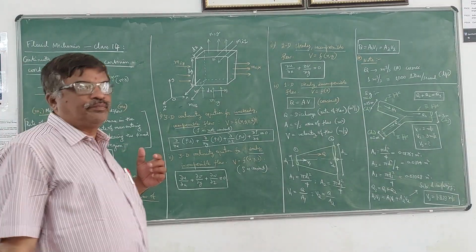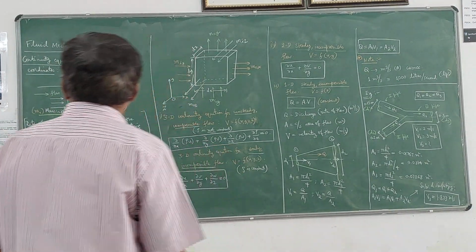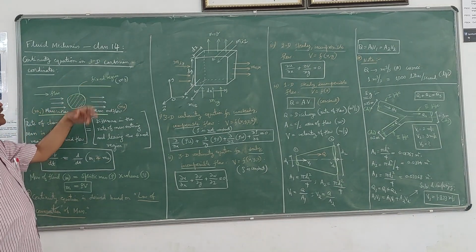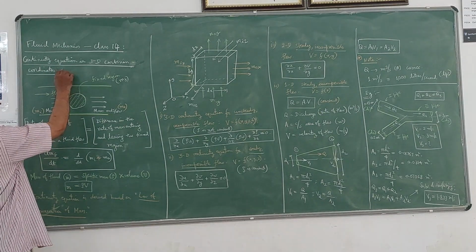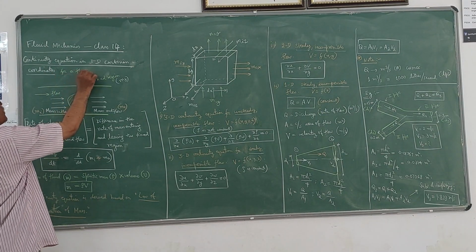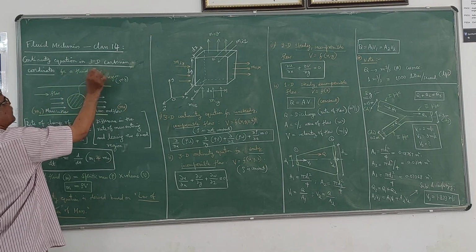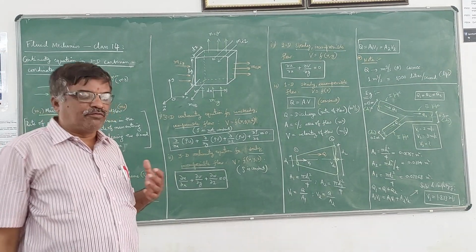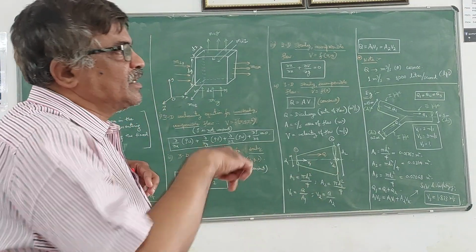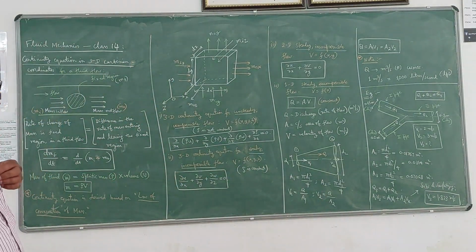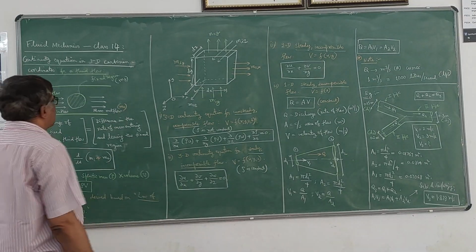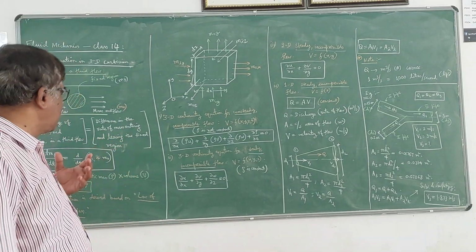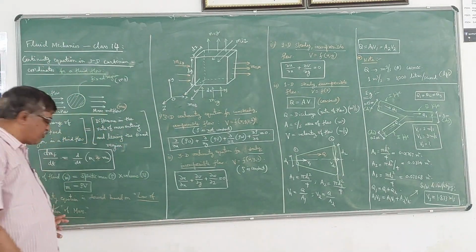In this class, I will explain one important equation called the continuity equation in three-dimensional Cartesian coordinates for a fluid flow. This gives a relationship between the velocity components in a fluid flow. Of course, if it is an unsteady flow, it relates the time component also. To understand this continuity equation, it is derived based on one important law called the law of conservation of mass.